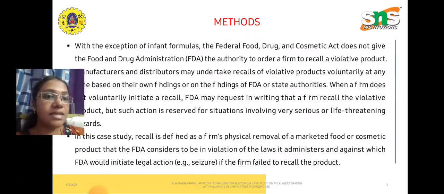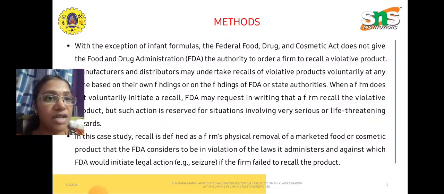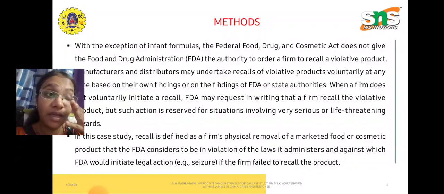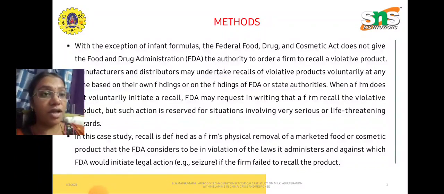In this case study, recall is defined as the firm's physical removal of any marketed food or cosmetic product that the FDA considers to be in violation of the laws, and against which the FDA would take legal action, maybe due to the firm's failure to recall the product.